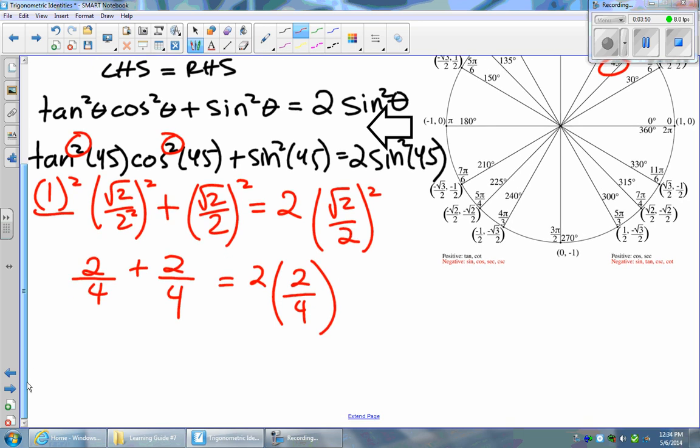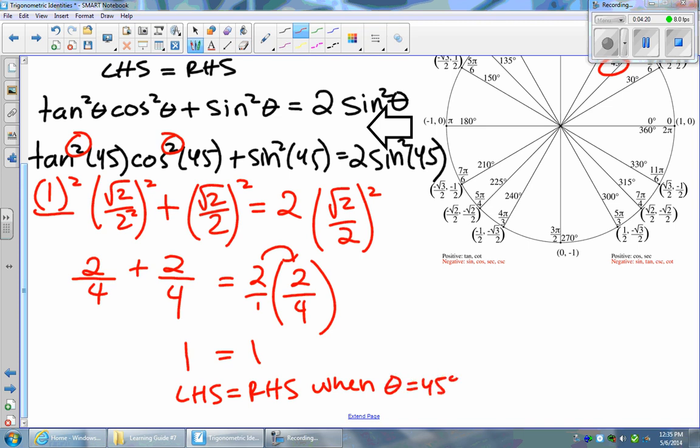And let's check if each side is equal. So 2 over 4 plus 2 over 4 should give you 4 over 4. In other words, that gives you exactly 1. And then same thing here. If I distribute the 2 in, I get 4 over 4, which also gives you 1. So I have just verified that the left-hand side is equal to the right-hand side when your angle, which was x, I believe, is equal to, oh, sorry, not x, but theta, when theta is equal to 45 degrees. Okay, so watch the next podcast to prove this identity.